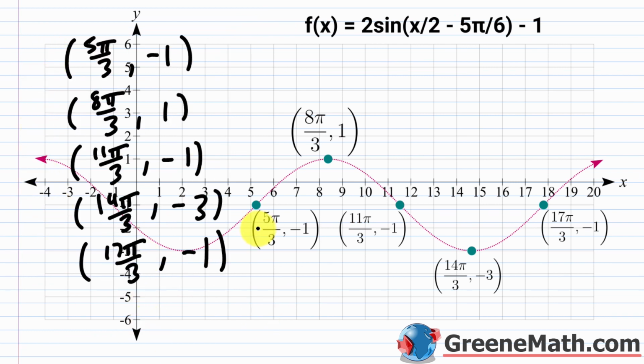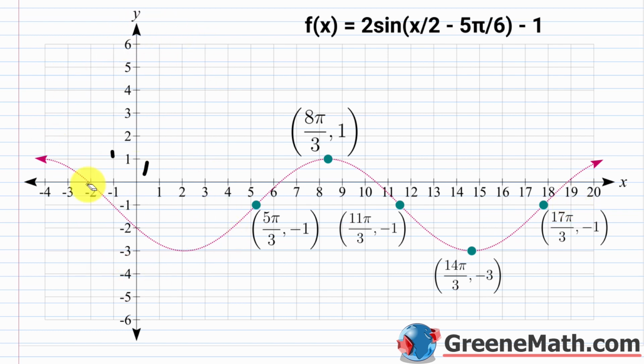And so at the beginning of the cycle, you have 5 pi over 3 comma -1. Then at a quarter of the way through, you have 8 pi over 3 comma 1. Then at the middle part, you have 11 pi over 3 comma -1. Then 3/4 of the way, you have 14 pi over 3 comma -3. And then finishing up the cycle, at the end, we have 17 pi over 3 comma -1. So you can get rid of these. Again, where you're looking for where to put your vertical asymptotes, again, at the beginning, the middle, and the end. So just remember that. Beginning, middle, and end.